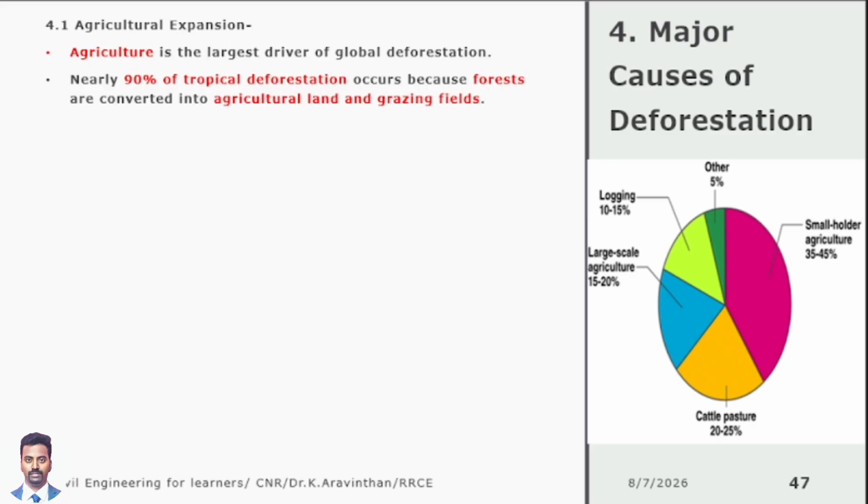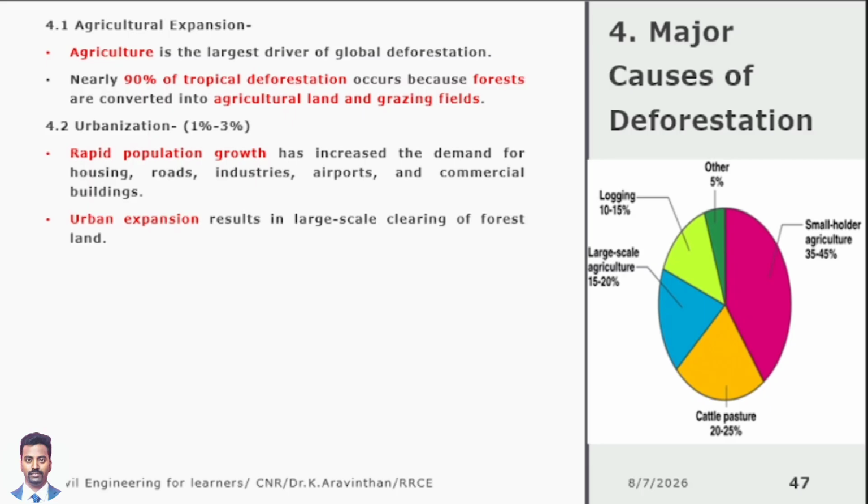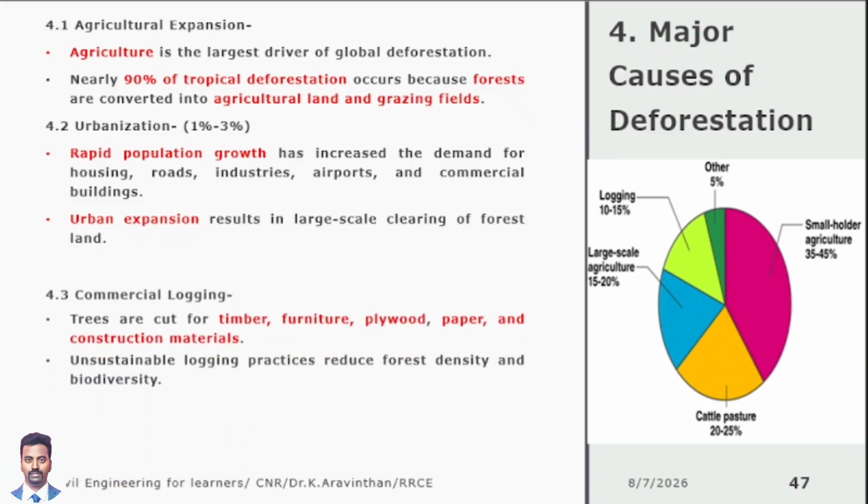It is called logging. Second thing is urbanization. Sir, we think that we are cutting forest for construction of houses. Yes, but how much percentage? 1 to 3% only. Rest of the 95% are for other reasons. So this is for urbanization, means what? Growth of airports, industries and commercial buildings, etc. For large scales, the clearing is done.